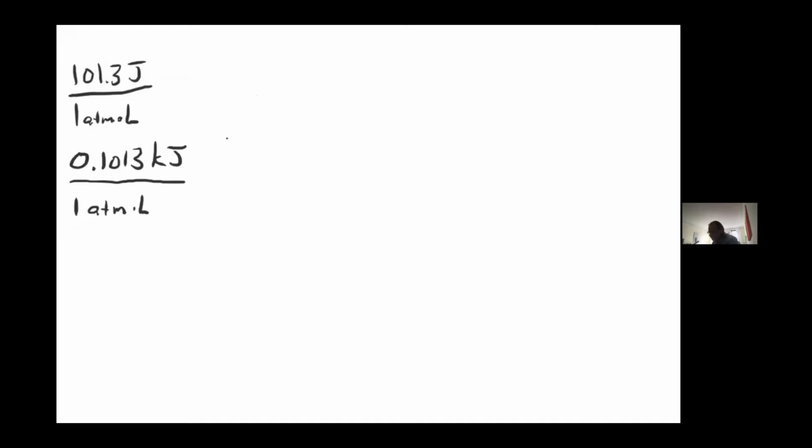Or you could use this one, 0.1013 kilojoules per atmosphere liter, right? I'm just moving it over 3 places. Let me just make sure this is on. Oh, it's on. There we go. Either of those will work.